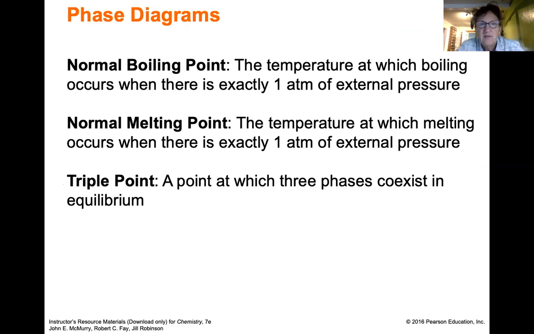So these are just some of the things I just said. The normal boiling point: the temperature at which boiling occurs when there's exactly 1 atmosphere of external pressure. Normal melting point: the temperature at which melting occurs when there's exactly 1 atmosphere of external pressure. The triple point: the point at which all three phases coexist.